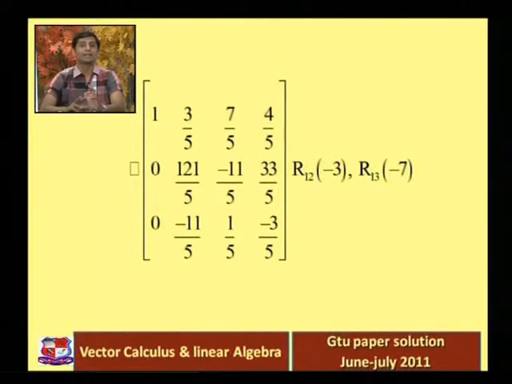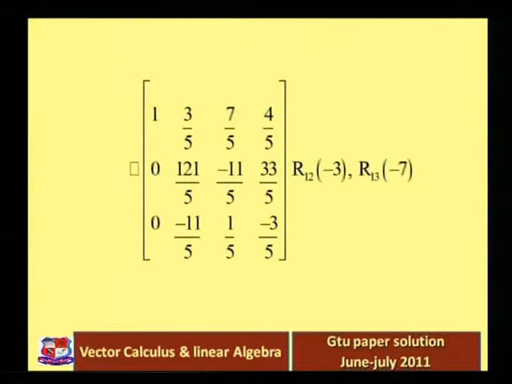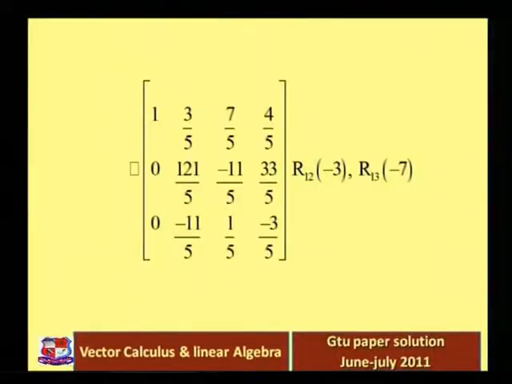Now in the second row you can see the leading entry is 121 by 5, but we want 1 there, because if we have 1 in that place, then we can very easily make the elements above and below it 0. Otherwise you can solve it, but it's quite difficult. So we multiply the second row with 5 by 121.